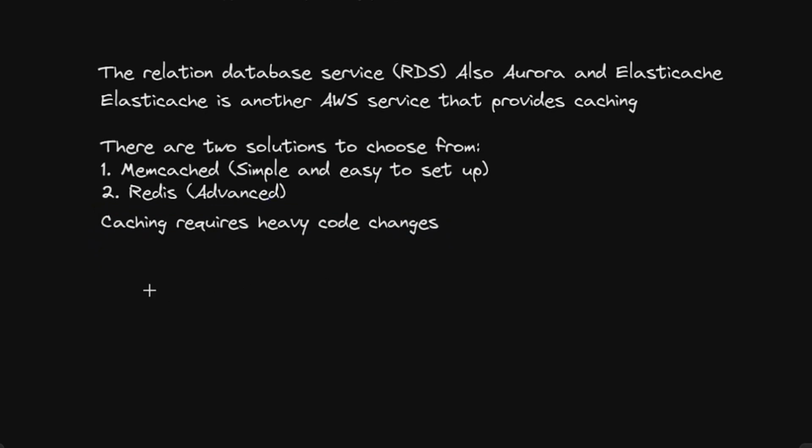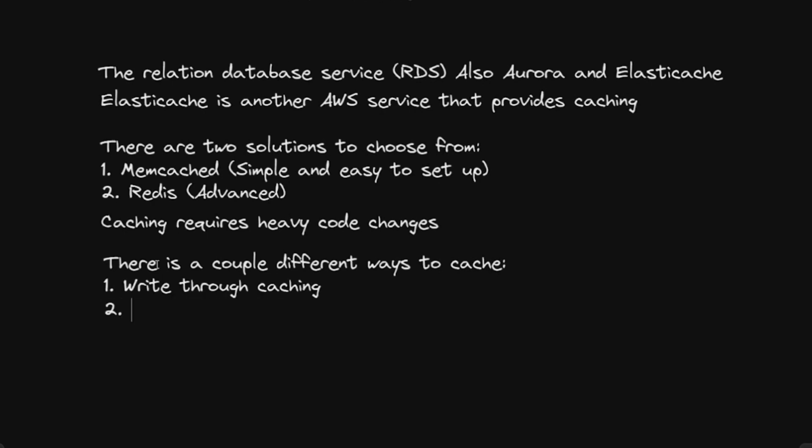There are different strategies for caching, including write-through and lazy loading caching. In write-through caching, the cache is updated when data is written to the database. In lazy loading caching, the cache is populated on a GET request and the data is then stored in the cache for future use.